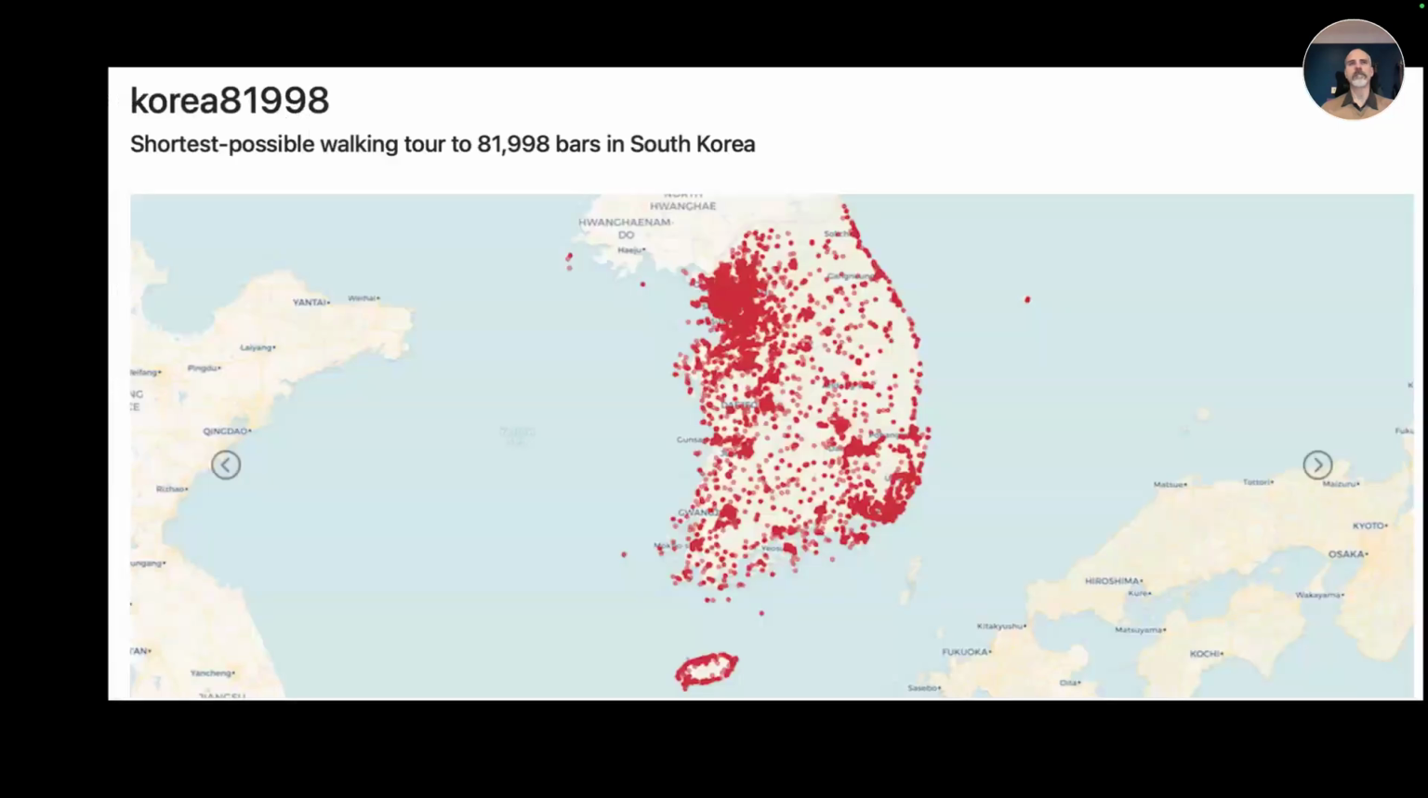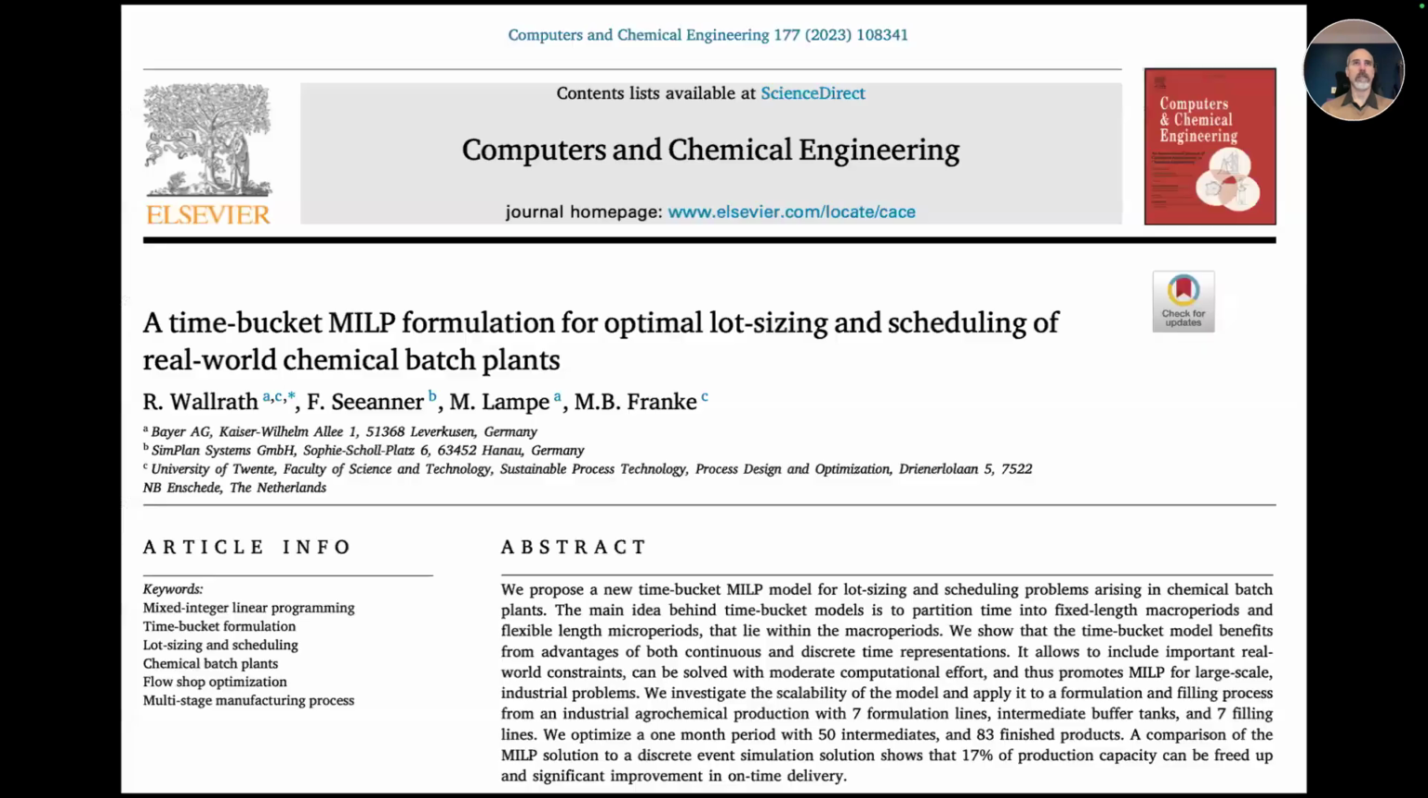So here's a bit of visual aids about, so look at those, that's all the bars in South Korea. The salesman problem that they solved. And here's an example of a real world application of MILP.